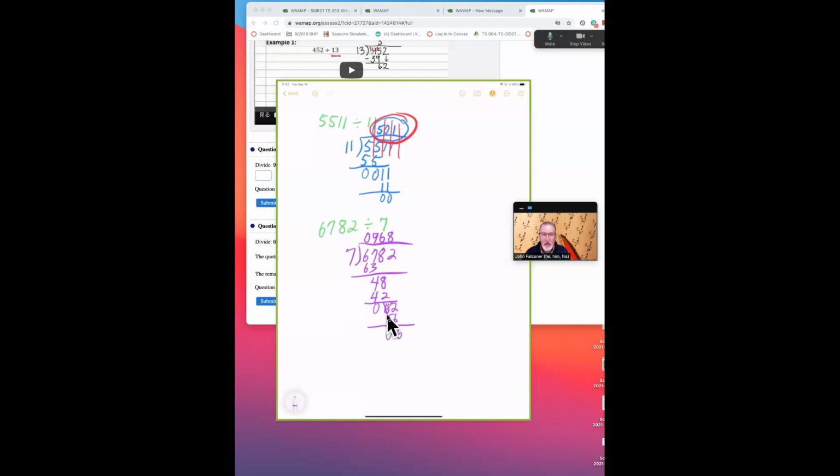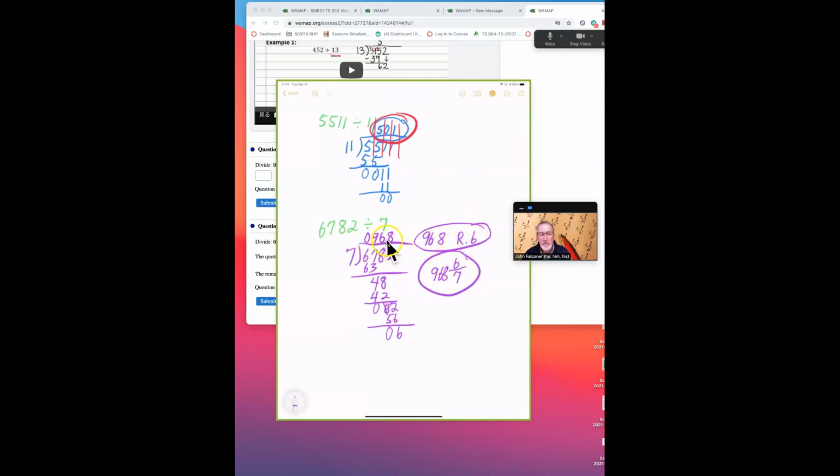So our answer is 7 goes into 6,782 968 times with 6 left over. So we write that 968 R6. And if we were making a fraction, we would make it 968 and 6/7. That would be a mixed number. So this is the answer they're looking for. They want us to write down the quotient and the remainder.